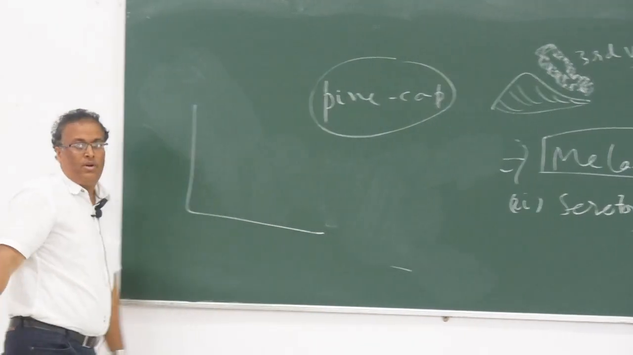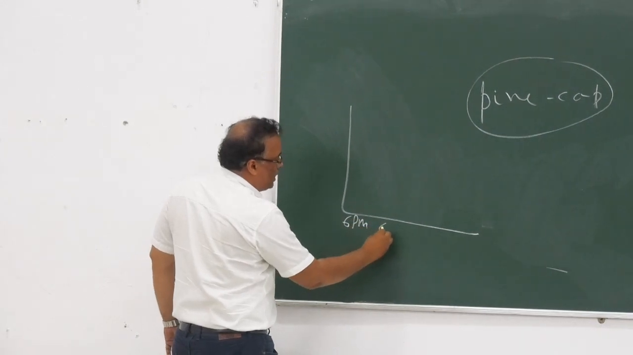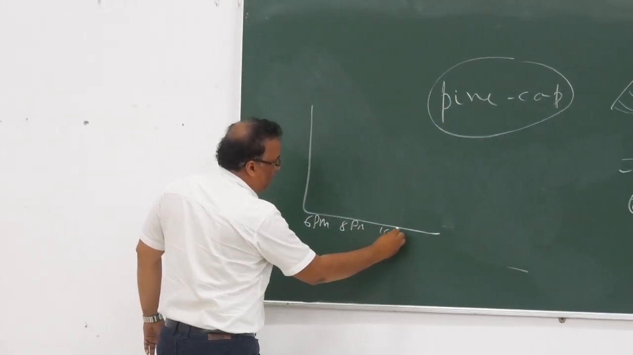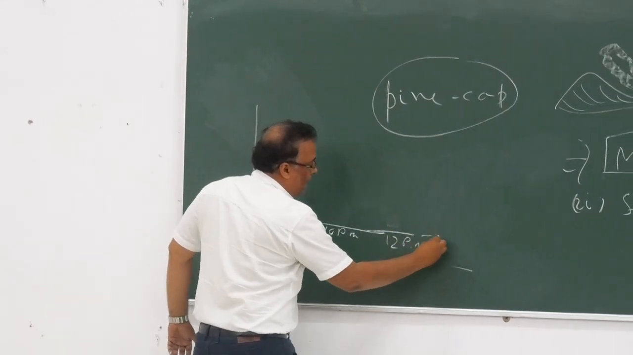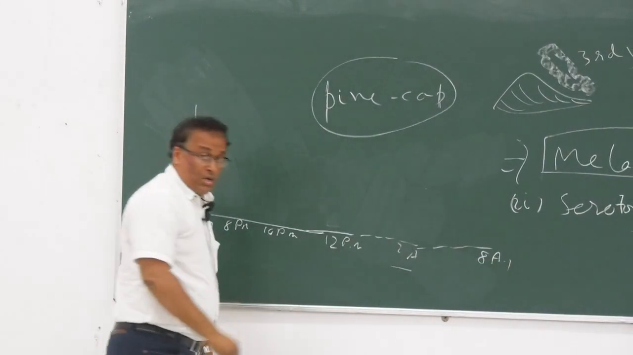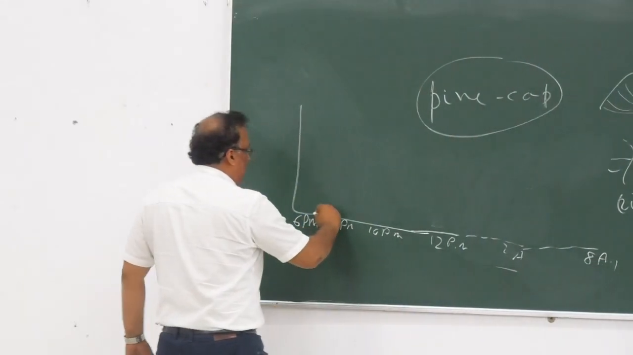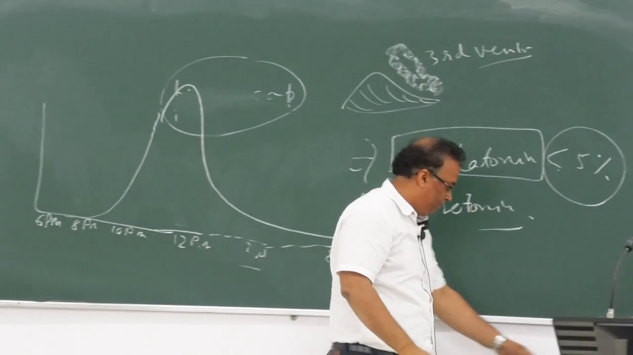So whenever melatonin is going on, and this is, suppose, 6 p.m., 8 p.m., 10 p.m., and so on, this is 12 p.m., and this is 2 a.m., 8 a.m., etc. So melatonin will be like that, flat. What is this?